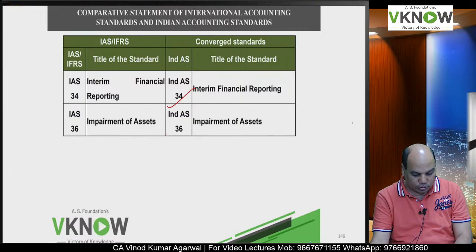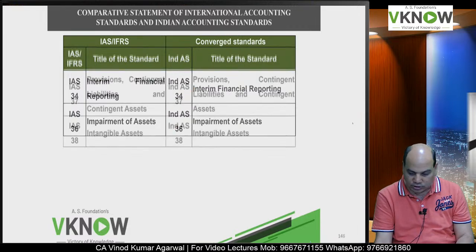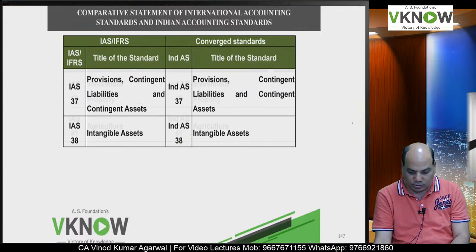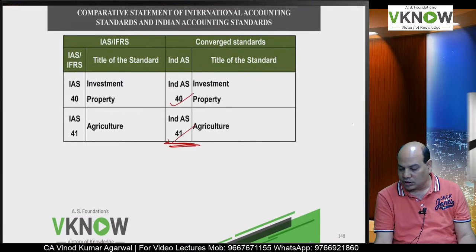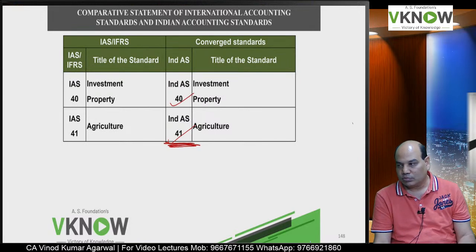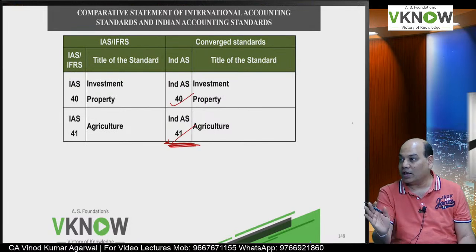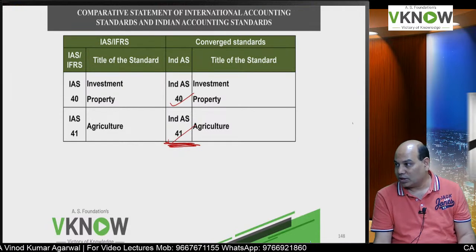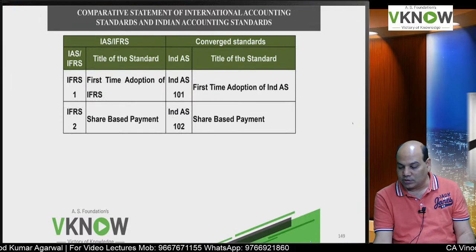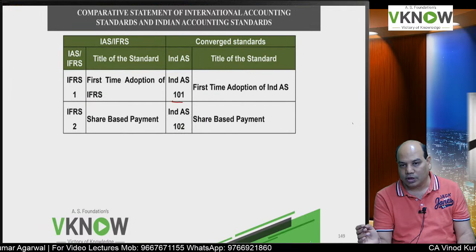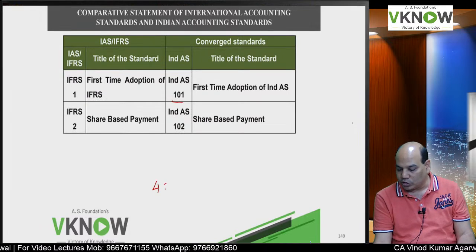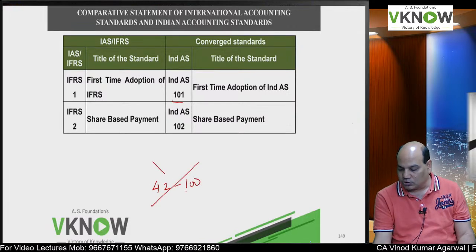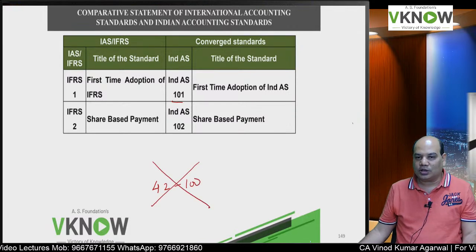33, 34, 36, 37, 38, 40, 41 are applicable, and after this the numbering will change, because after that IFRS 1 started getting issued, so my numbering system will become Ind AS 101, 100 plus 1. You will ask, what about 42 to 100? There is no standard between 42 and 100.